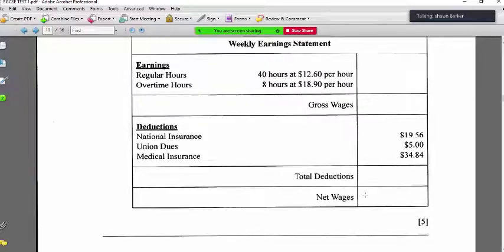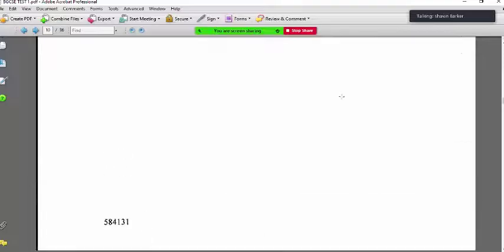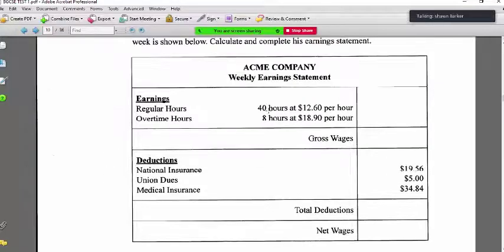So there are hardly any calculations, just multiplication, subtraction, and addition. So it's not difficult at all. But just understand what we mean by 40 hours at $12.60 per hour. That means you have to multiply, because you're getting paid $12.60 for every hour. So therefore you have to multiply.